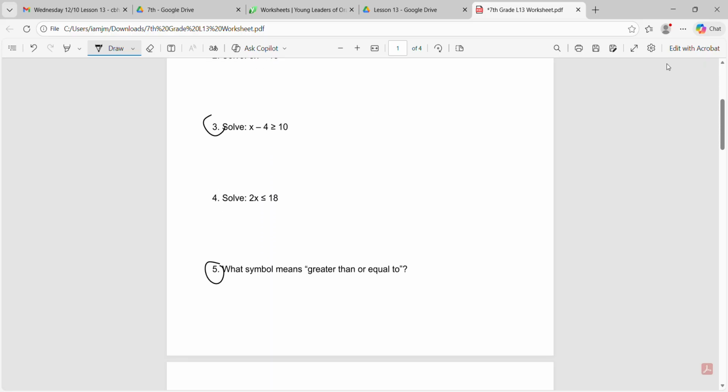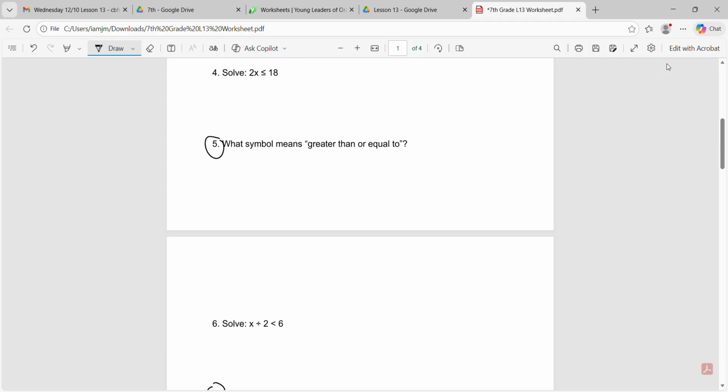Number 3. x minus 4 is greater than or equal to, this is the equal to sign, the line on the bottom, 10. So add 4 to each side. x is greater than or equal to 14.